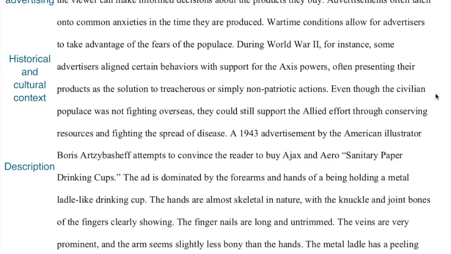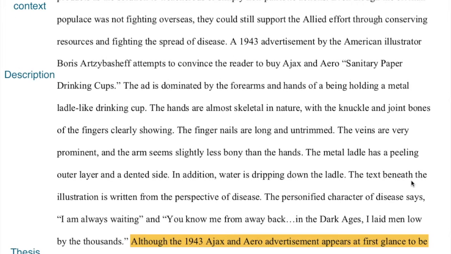and then he moves on to give us some context about World War II advertising, which is necessary because this is an advertisement that was created in America in 1943 during World War II. And then he moves on to a description of the advertisement. It's brief and concise, but still nice and detailed. It's probably pulled directly from his PSA, so you can pull directly from your PSA to create this.